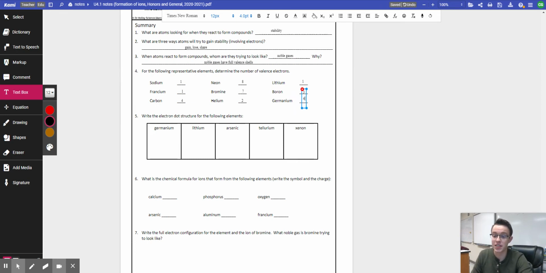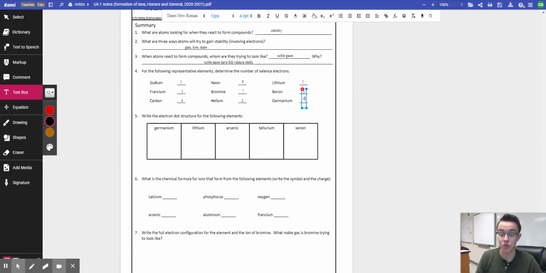All right, so now it says write the electron dot structure for the element. So the electron dot structure is simply where you write the chemical symbol off the periodic table, and then you draw a dot for however many valence electrons that element has. So if it has 4 valence electrons, you're going to draw 4 dots.